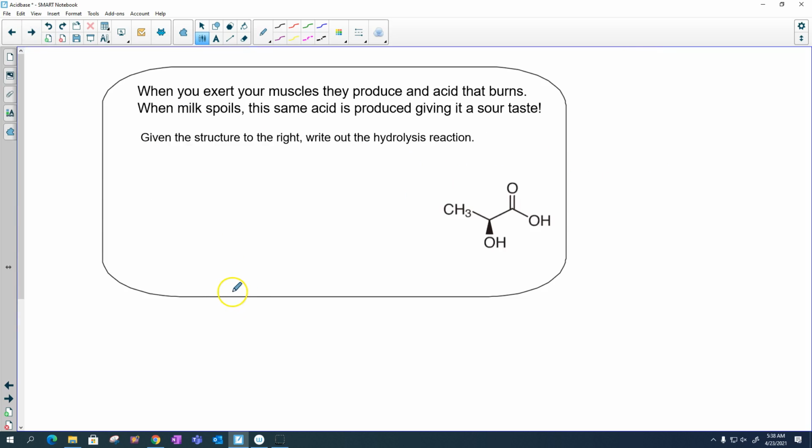Okay. Move to the next one. When you exert your muscles, they produce acid that burns. When milk spoils, the same acid produces a sour taste. Give the structure of the right hydrolysis reaction, and this, of course, is lactic acid. It breaks down in your muscles. It's a constant battle between production of lactic acid and breaking down of lactic acid. Same thing with milk. Bacteria take lactose and produce lactic acid.